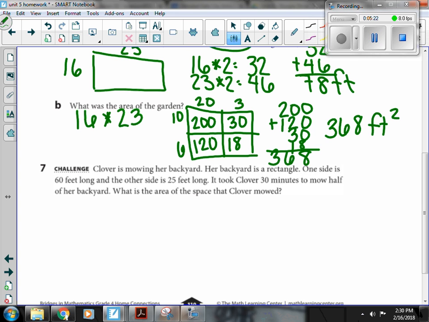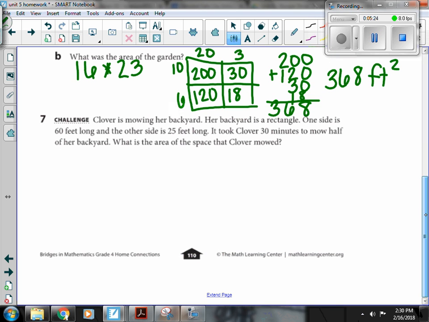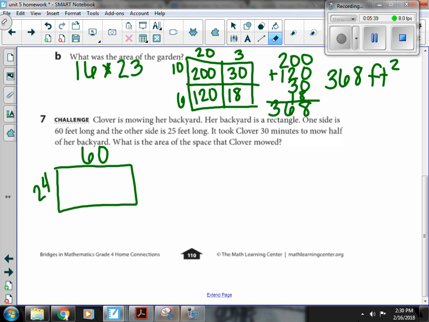And then we get to the challenge. It says Clover is mowing her backyard. Her backyard is a rectangle. One side is 60 feet long, and the other side is 25 feet long. It took Clover 30 minutes to mow half of her backyard. What is the area of the space that Clover mowed?